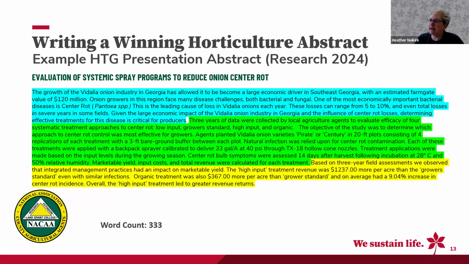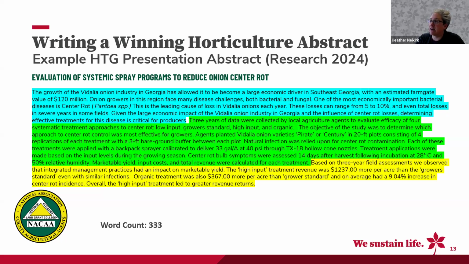Now we're looking at an evaluation that was done on systemic spray programs to reduce onion center rot. And while there was a lead presenter, it was a group of, I believe, Georgia extension agents and specialists that were engaged in this research project with growers. And so again, the growth of the industry in Georgia, it is the largest economic driver. So it's indicating, or demonstrating, the importance of this.